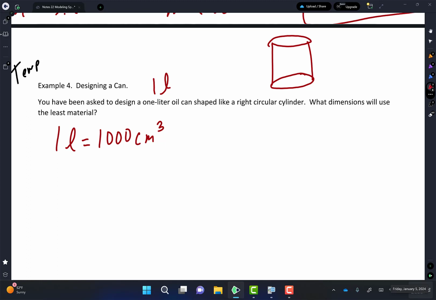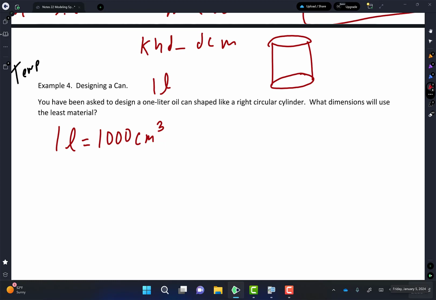So there it is. Make sure you know the metric system: kilo, hecto, deca, base, deci, centi, milli. At the very minimum, know that. There's also mega and micro and pico and all those. But at least know these, and then you should be good. All right, here we go. You guys ready?